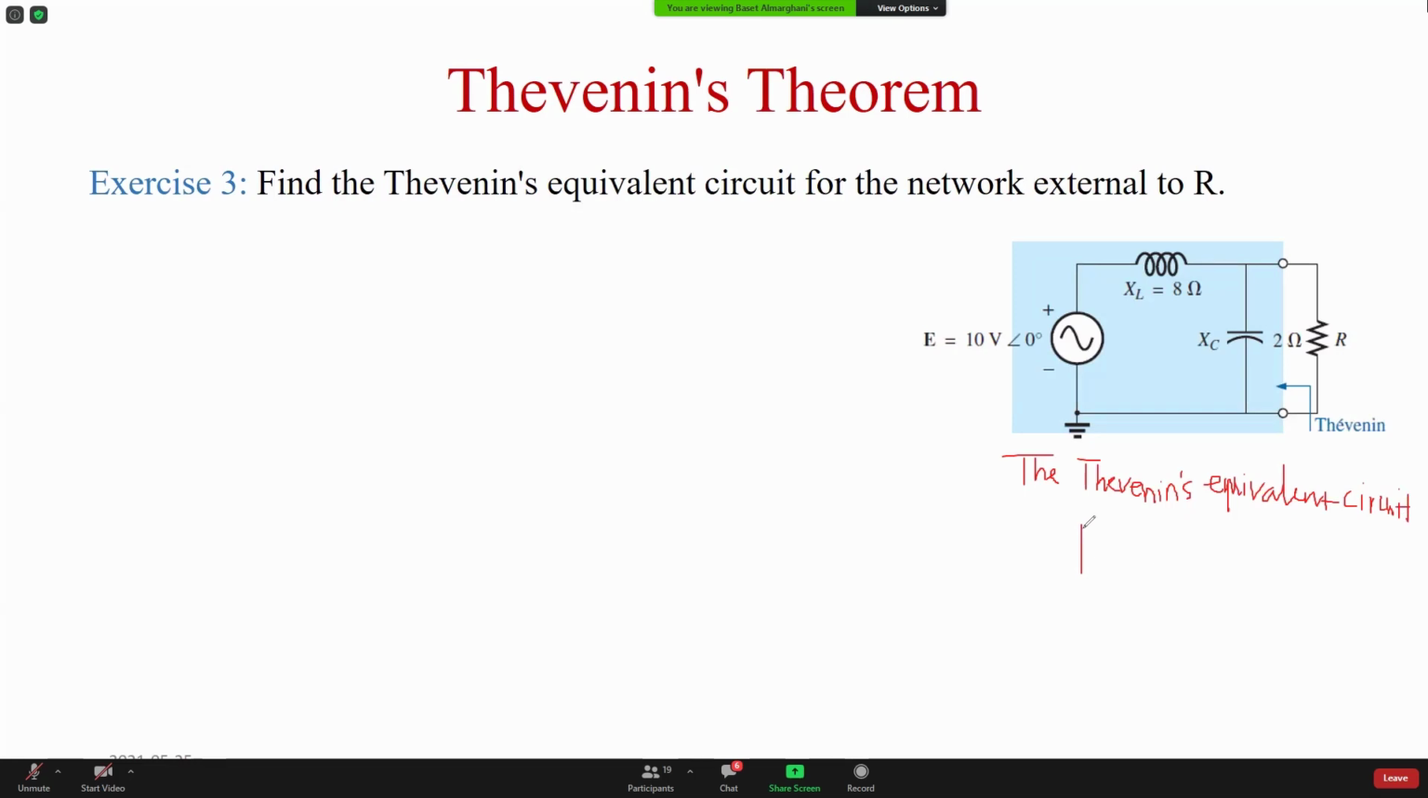Okay, it's gonna be impedance. Now it's different. It's gonna be impedance called Z Thevenin and source, and this time it's gonna be AC source because it's an AC circuit. So the equivalent source is gonna be AC source, not a DC source. And the source is called E Thevenin.